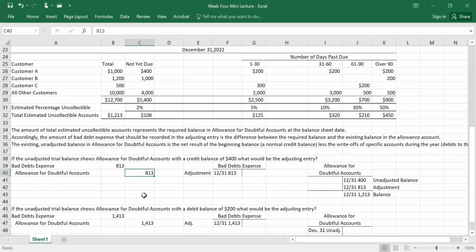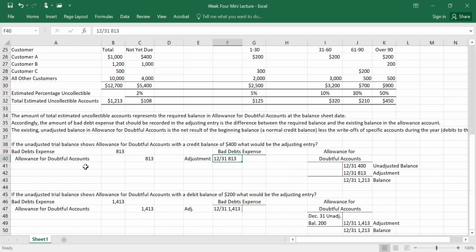We will credit allowance for doubtful accounts for the 813. So that's our adjustment right here, that 813 in allowance for doubtful accounts. And if we looked at bad debt expense, we're going to have an adjustment, of course, a debit adjustment of 813.